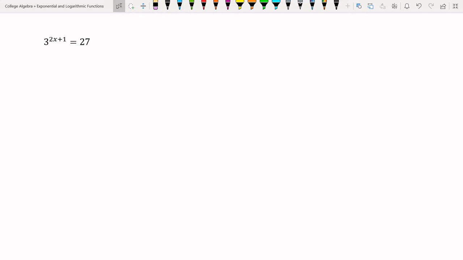In this video, we look at equations involving exponents and logarithms. When looking at exponential equations, if we can get both sides to have the same base, then the only way they are equal is if they have the same exponent.